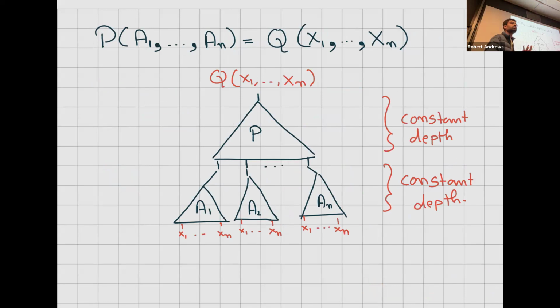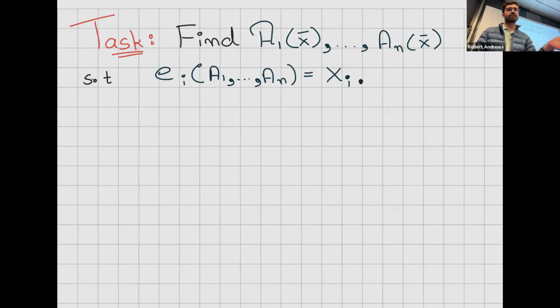If A1, A2, up to An happen to be polynomials, and let's say they also happen to be constant depth, then we would be done immediately. We don't know what A1 up to An are; this is like wishful thinking. It's a strategy that might work, may not work, who knows. With this intuition in mind, we'll try to find such A1 up to An and see how much progress we can make. We would like to find these A1 up to An, which are functions of the variables x, such that the ith elementary symmetric polynomial is xi. I'll encode this using an auxiliary polynomial.